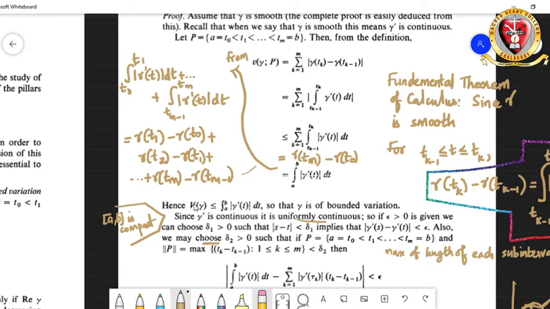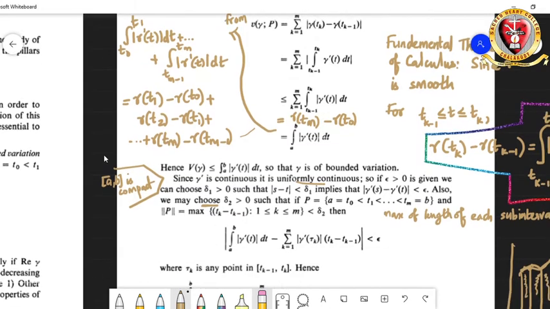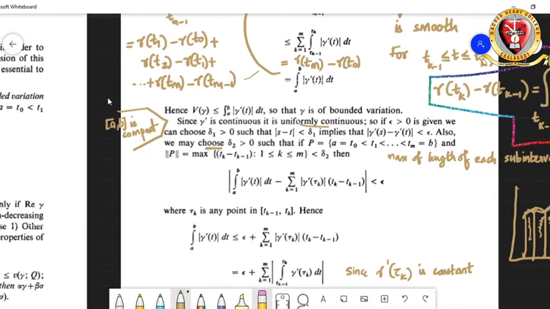And of course, the total variation is a supremum of this value. So definitely capital V of gamma is less than or equal to the integral from a to b of modulus of gamma dash of t dt. And we already said that gamma is of bounded variation. So we proved the first part. Now we have to say that V of gamma is equal to this value.